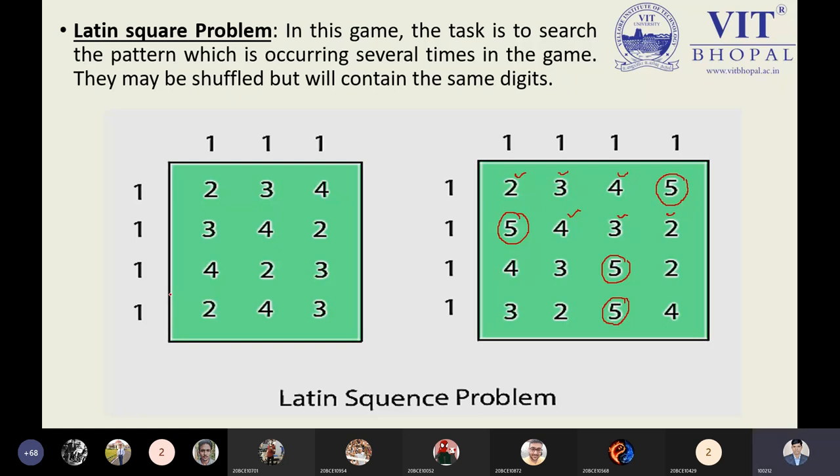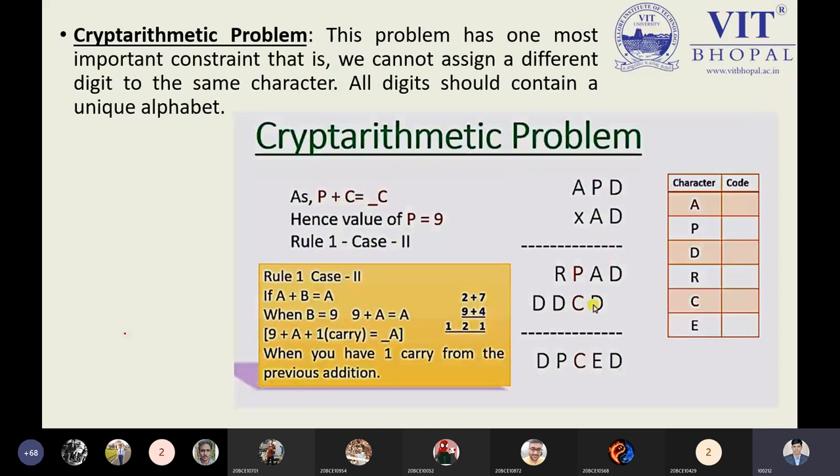But I can't use the other 7 or 8, or I can take the other digits which are not applicable over here. So shuffling is also possible, so that is not an answer, let me skip on. One more problem you have already seen many times while studying in the fundamental book of security, that is a cryptographic problem.